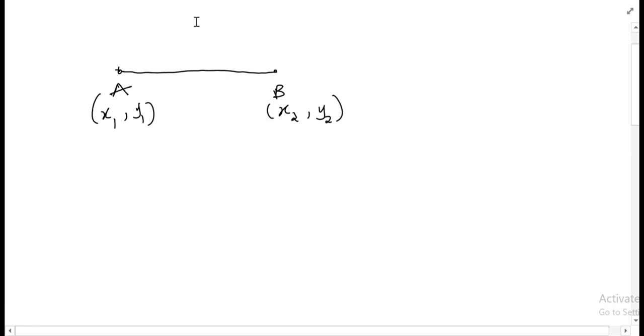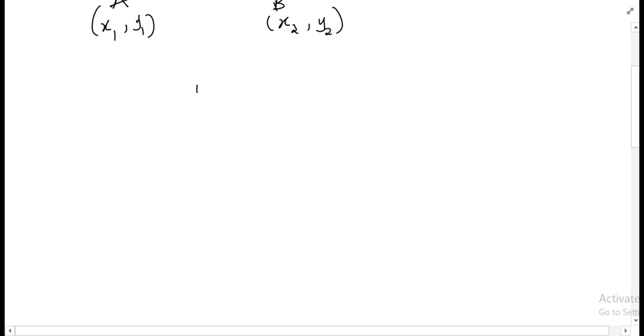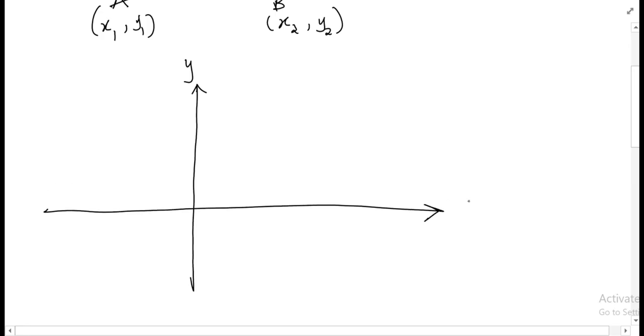Now let's take a look at the graph. Along the side is the y-axis, and then we have the x-axis. So if there are 2 points here, let's say this is point A, which has the coordinate x1, y1. So this is the point x1.